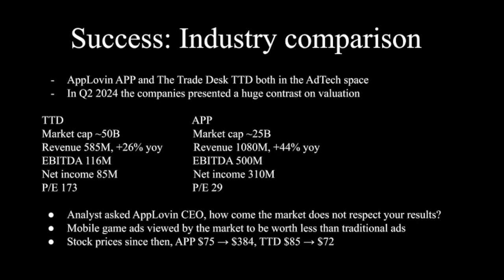Meanwhile, the Trade Desk had a price to earnings ratio of 173, and the price to earnings for AppLovin was just 29. So we can see here AppLovin had more revenue, a higher revenue growth rate, almost 4 times as much EBITDA, and about 4 times as much net income. However, the price to earnings ratio for AppLovin was significantly lower than the Trade Desk.